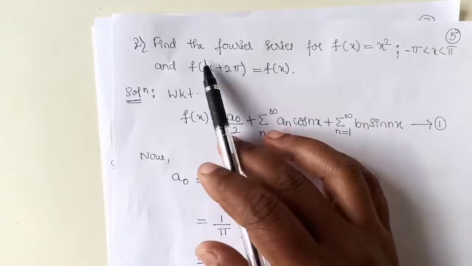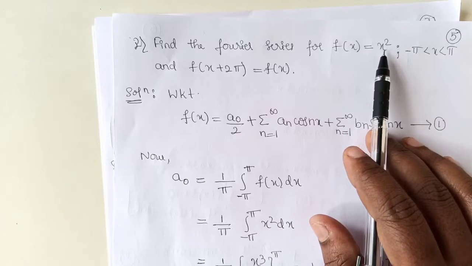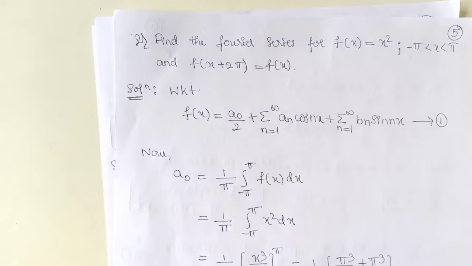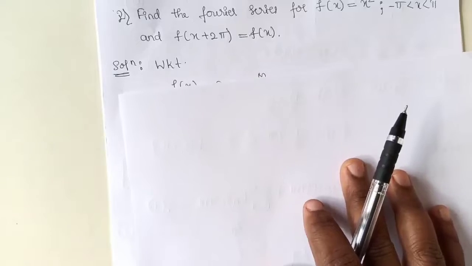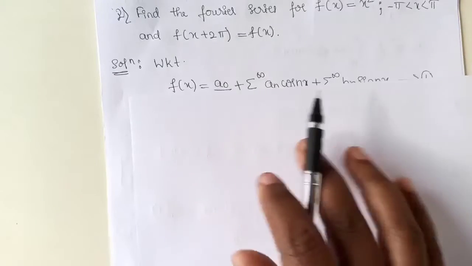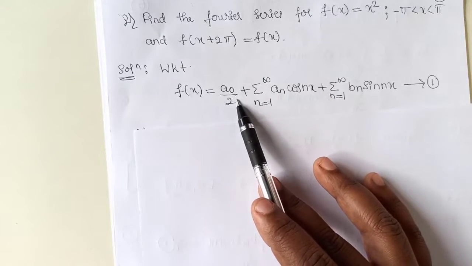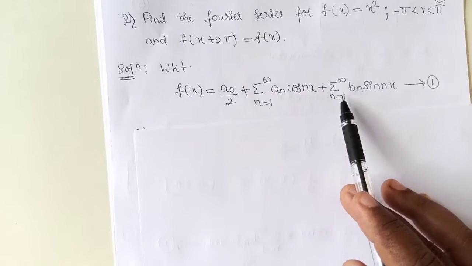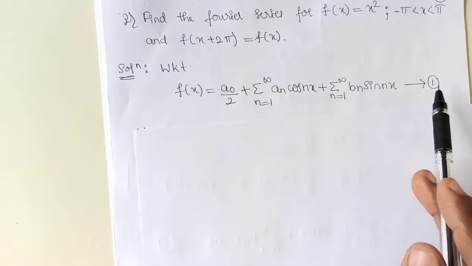So next problem, find the Fourier series for f of x equals x square, given that the limits are minus pi to pi. So see here, we have the Fourier series f of x equals a naught divided by 2 plus summation n equals 1 to infinity a n cos nx plus summation n equals 1 to infinity b n sin nx. Consider this as equation 1.